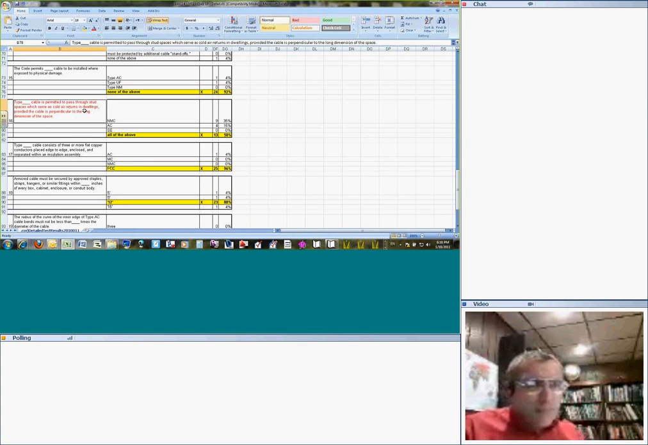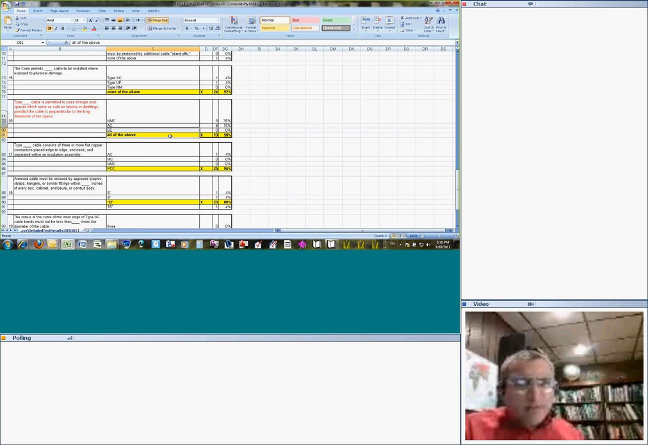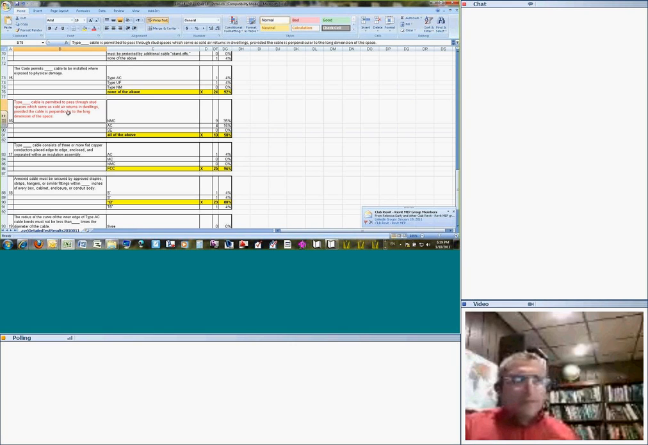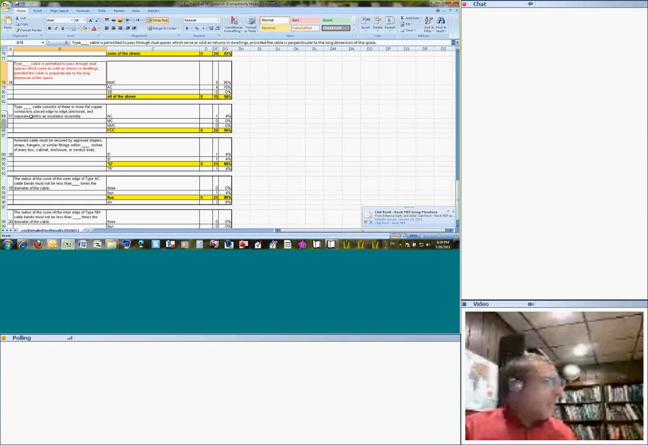Type cable. All of these pass through a space. If you have an NM cable, AC cable, SC cable, they're allowing you to go through the cold air return as long as you go perpendicular. You don't go across, you go perpendicular. So that's okay. They have to pass through the space which serves as a cold air return in a dwelling, provided the cable is perpendicular to the long dimension of the space. Any questions about this one? So all cables. Any issue, my friends?